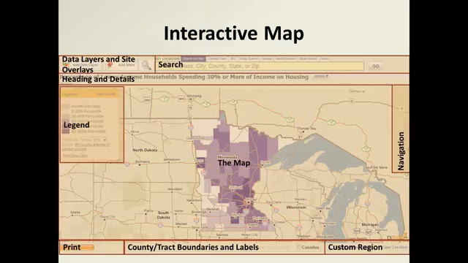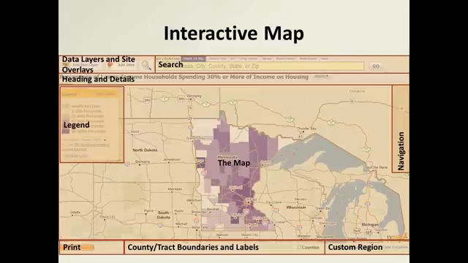When you open it, you'll see a map of Minnesota showing absolute change in households between 2000 and 2013. On top is a search tool that allows you to search by address, census tract, congressional district, etc. Under that is a heading of the current map layer being displayed and details about the layer.